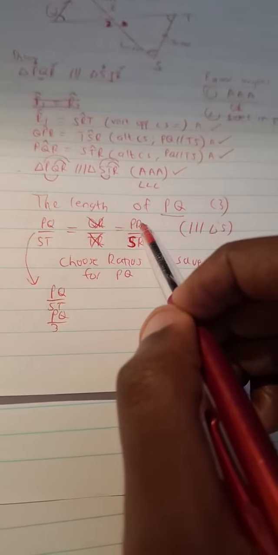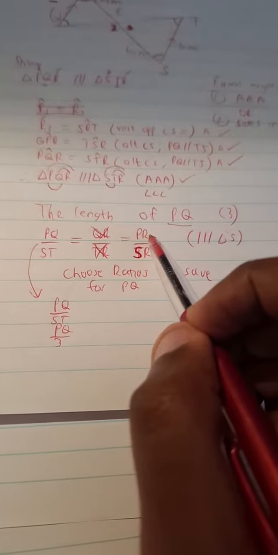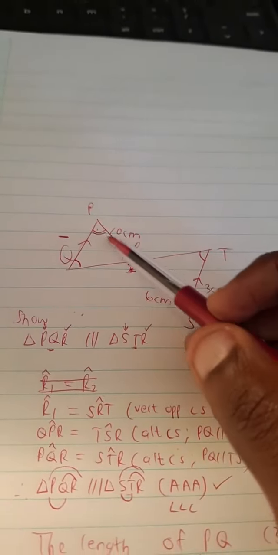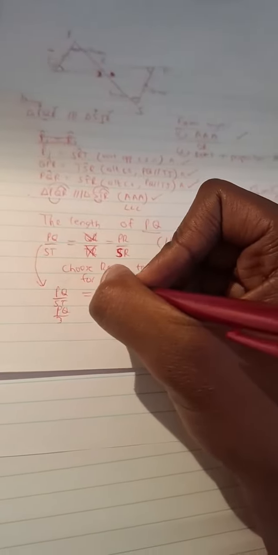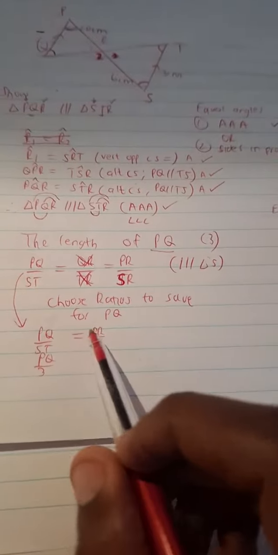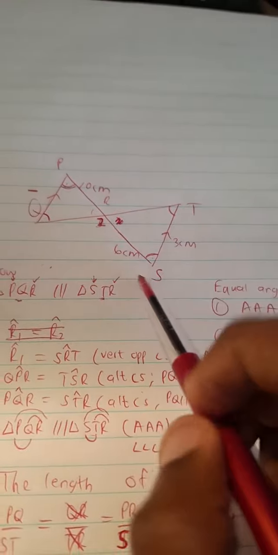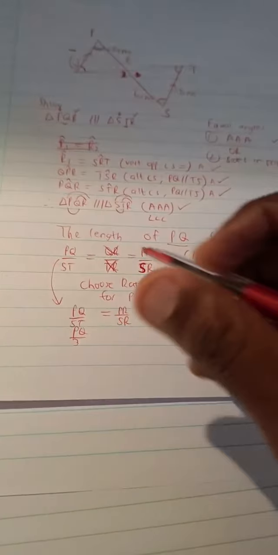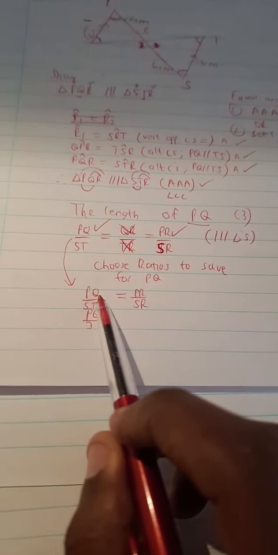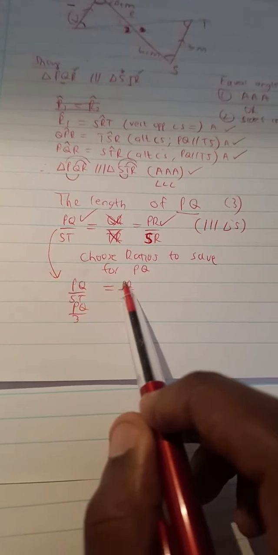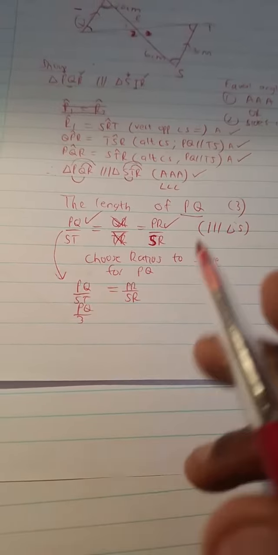Sorry. PR. Where is PR? Let's check. Does PR have information? Yes, 10. So that means we are going to say equal to PR over. Let's check if SR has information. SR has 6. Yes. We can take him along. So the two fractions that I'm going to equate together are PQ over ST is equal to PR over SR.